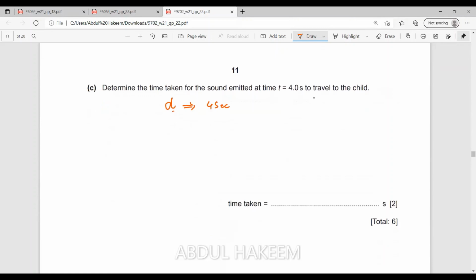So we will write here the distance is equal to speed into time. Distance is 36 and the speed actual is 338, time. So the time is 36 divided by 338. The answer will be 0.11 second. So this is the answer.